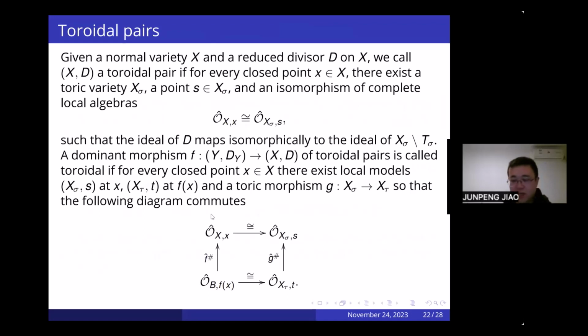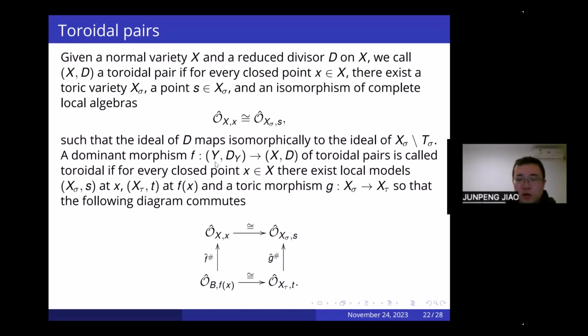Toroidal pairs are analytically toric. So given a normal variety and a reduced divisor, we call (X, D) a toroidal pair if for every closed point there exists a toric variety and a point in this toric variety, and an isomorphism of complete local algebras, such that the ideal of D maps isomorphically to the ideal of X sigma minus T sigma. This T sigma is a big torus. So this is called a toroidal pair.